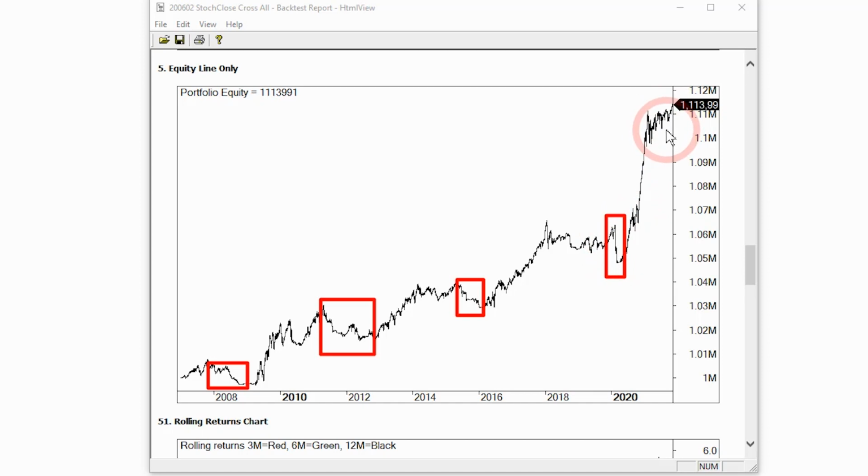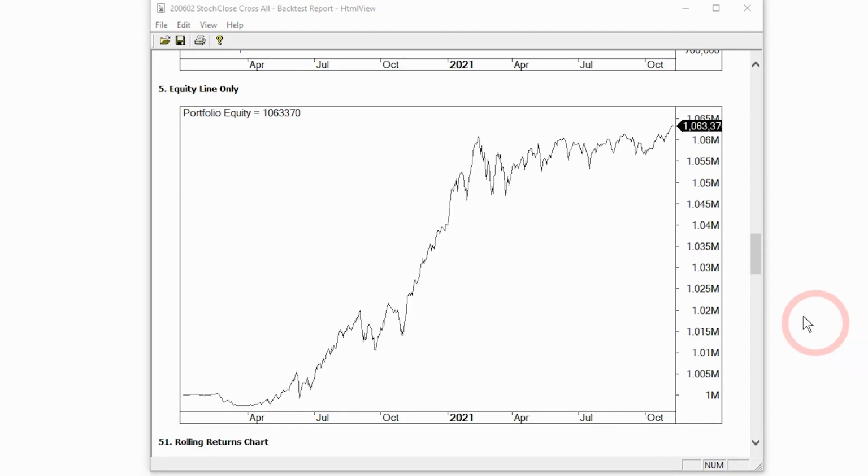And I want to show you that breakout by using a 2-year equity curve. So here's the equity curve going back to January 2020. And there you can see that dip. And then you had a big run up, with a little bit of choppy action.